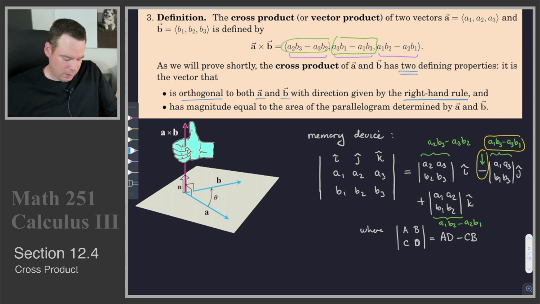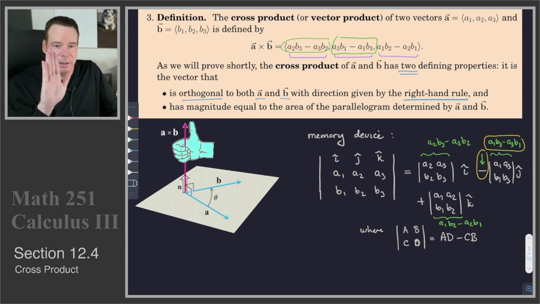I've got our vector A and our vector B, and we take the cross product. There's really two possible vectors that are perpendicular to A and B. There's one that points down and the one that points up. The question is, which one of those is going to be the cross product? And it's the one given by the right-hand rule.